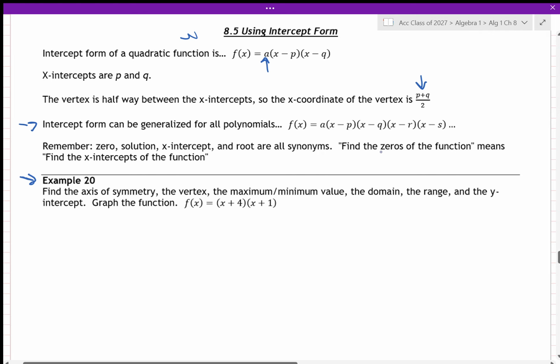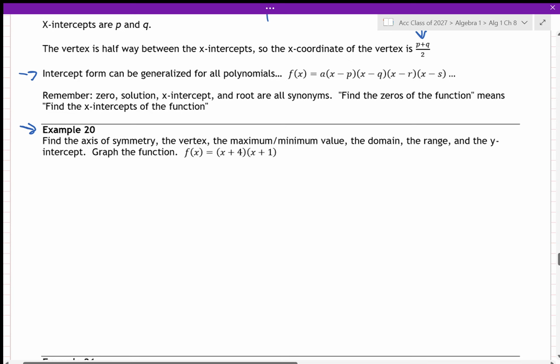Whenever it says to find the zeros of a function, that means to find the x-intercepts of a function, right? So whenever we are doing our homework or other math problems, if the term confuses you, then just replace it with a different one and see if that makes it a little bit better, right? All of these terms here, you could interchange whenever it's asking you to find them. So to find a zero is to find a solution or to find an x-intercept.